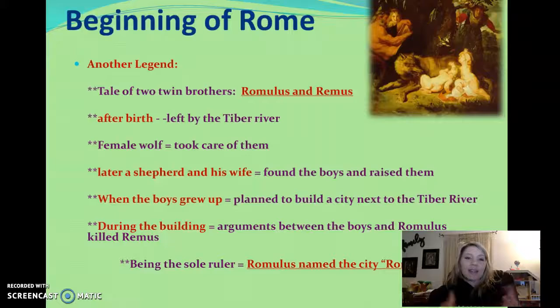Okay, so if we look at this story, there's a lot of things that are probably factual, like the Tiber River, but a lot of things that probably didn't happen. But these are legends. Legends have historical fact mixed in with fiction in them.